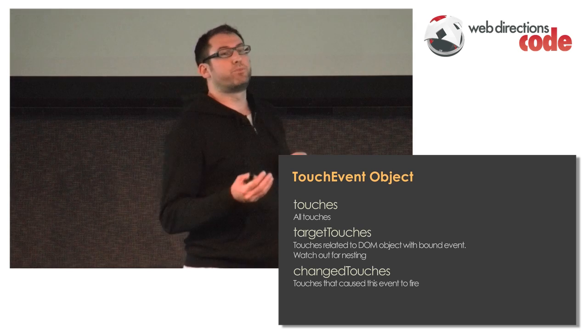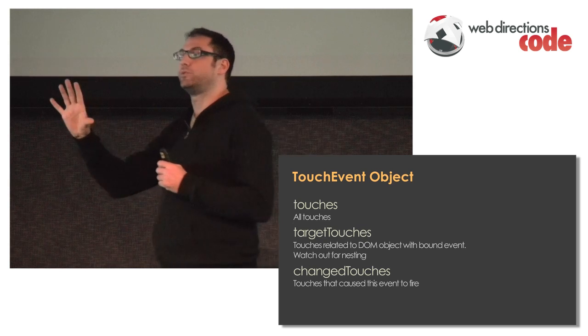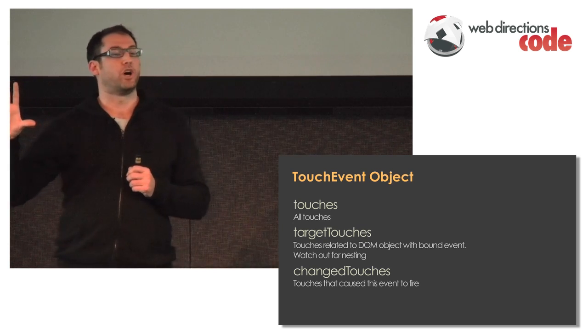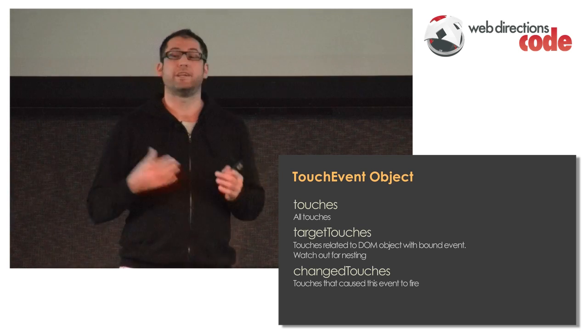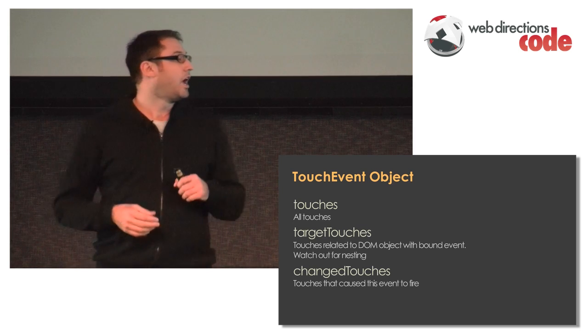Touches provides us with a list of all the touch objects that are in contact with the surface at any one point in time. This is a global. It doesn't matter which event is actually firing this off. It gives us absolutely everything in contact with the surface.